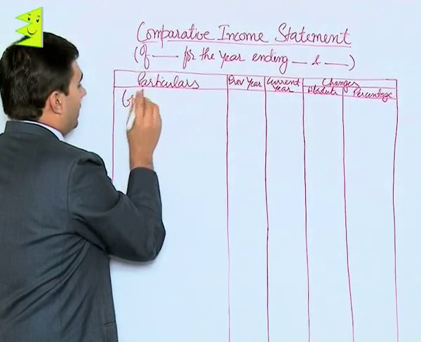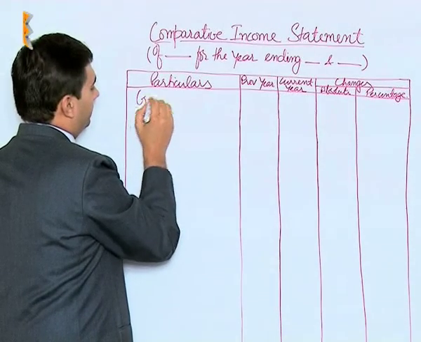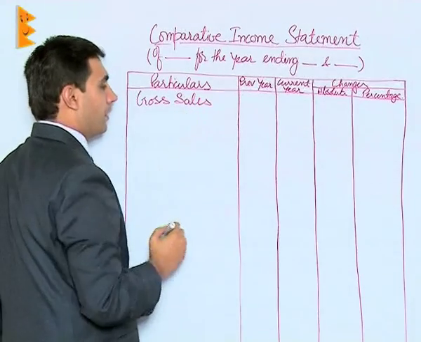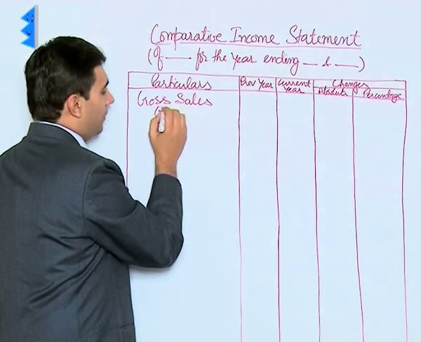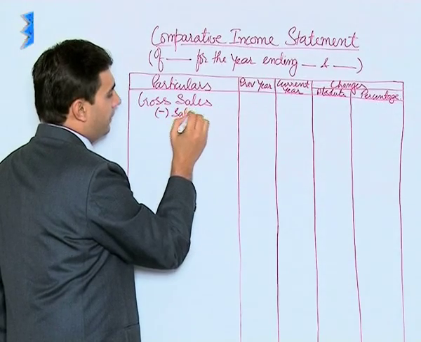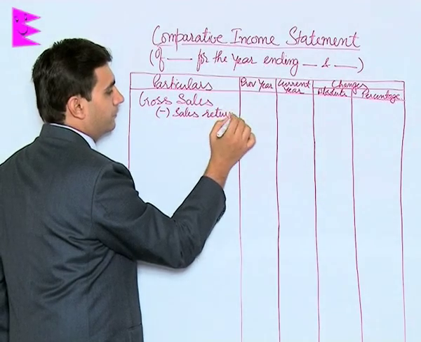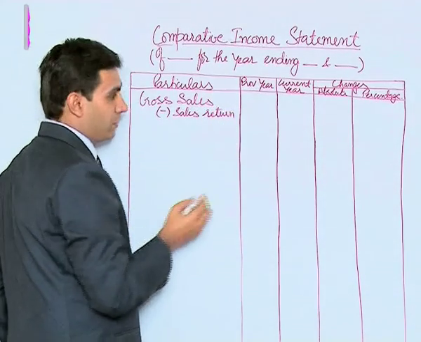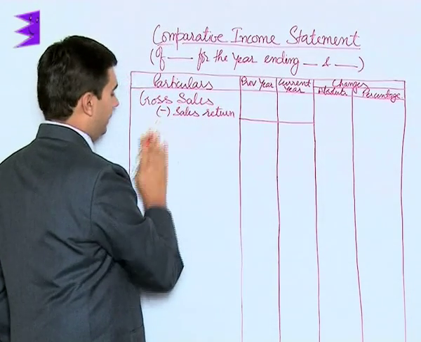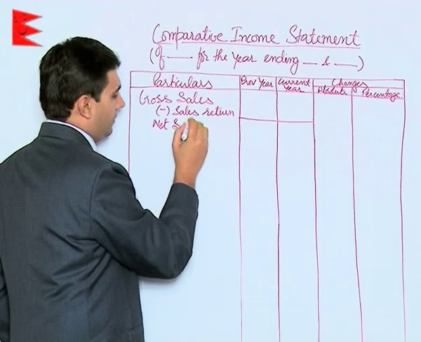The first item here is gross sales. From it we will subtract, or deduct, sales return, in case they are given in the question. Once we have deducted it, we will get net sales.